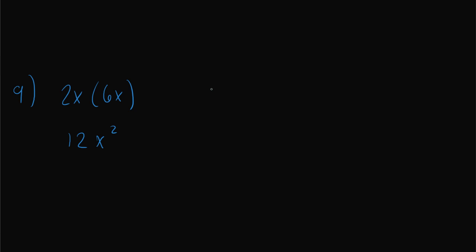If it would help, we could rewrite this to separate the numbers and the variables: 2 times 6 and x times x. There are all kinds of ways that you can rearrange things in algebra that might simplify things or make it neater or easier to understand.